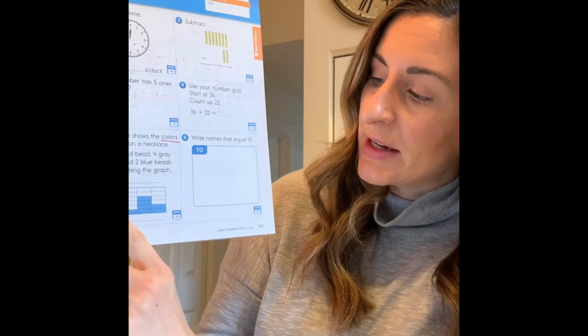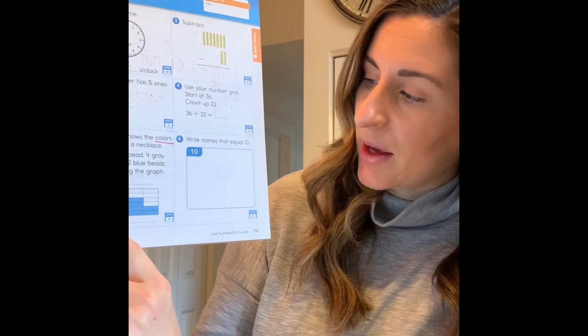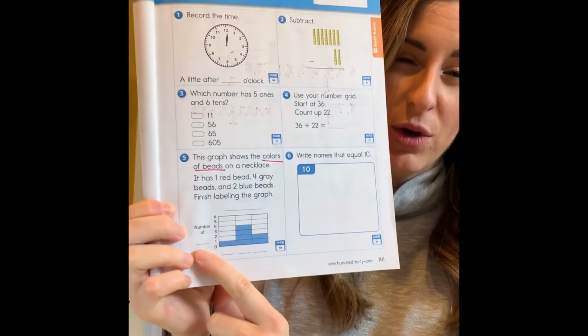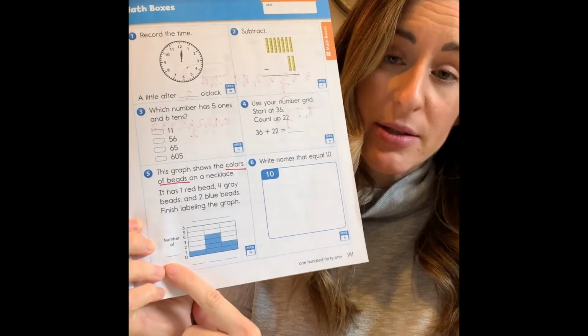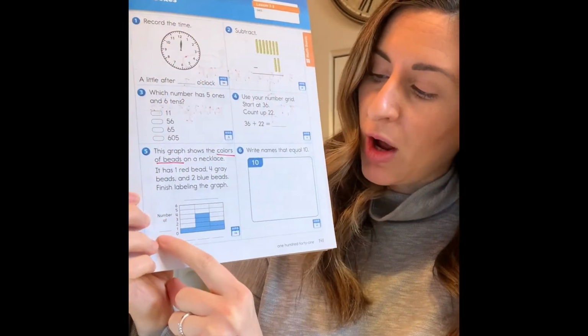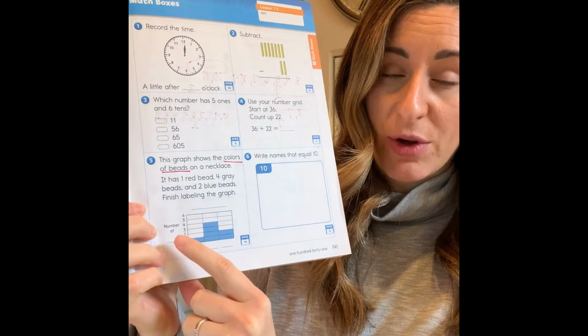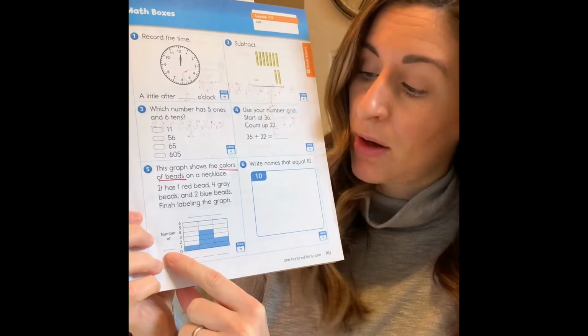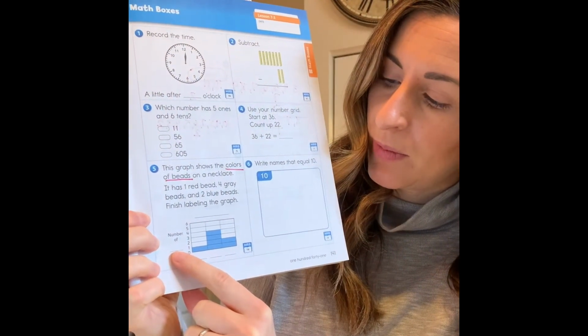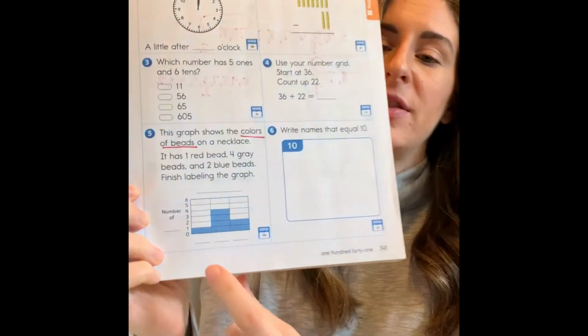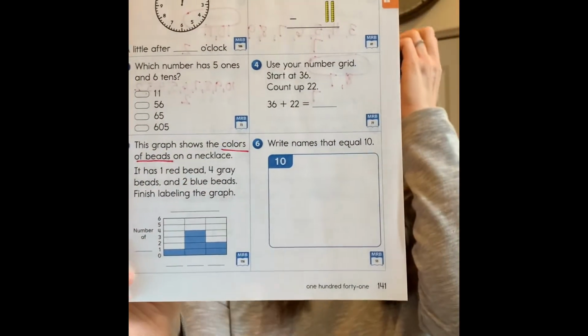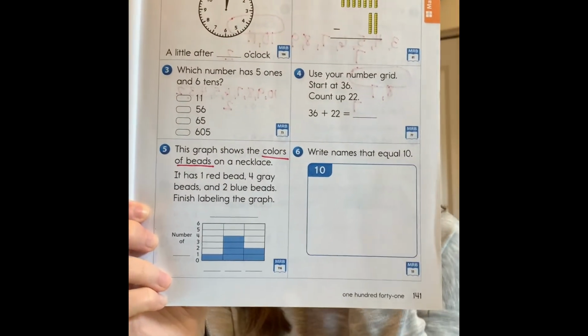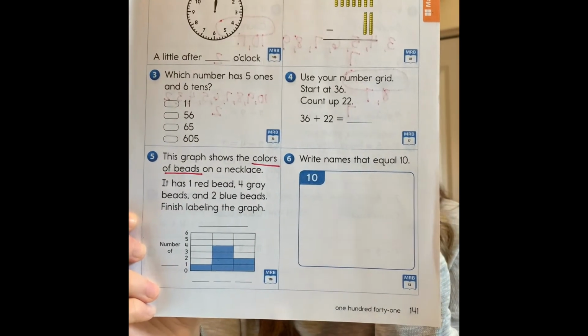Then it says number of blank. Well, what is the thing that we're counting? Beads. So the number of beads is going to go here. You're going to write the word beads on this line right here. And then they told you 3 different numbers for 3 different colors that are on that necklace.